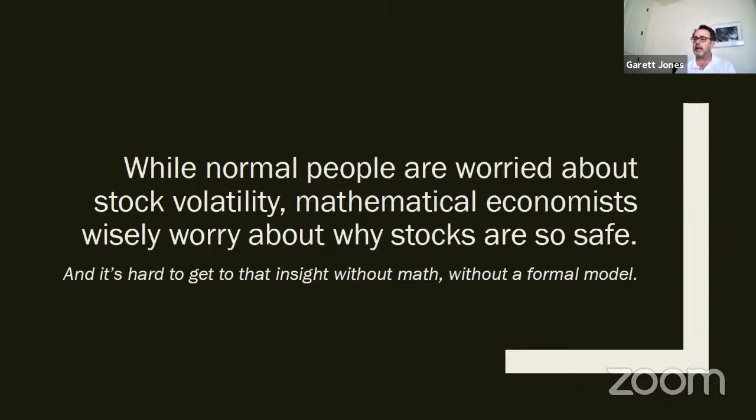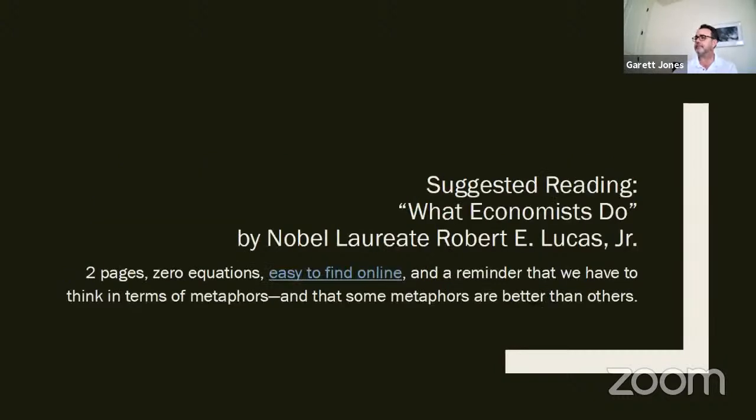So normal people out there in the real world are worried about stock volatility. Mathematical economists worry about why stocks are so darn safe. Why do they seem to be handing out a free lunch? And that creates a puzzle, and a puzzle creates detective work, and detective work creates additional economic insights. So this is an insight like many that I could talk about that you wouldn't have gotten to without math, without a formal mathematical model.